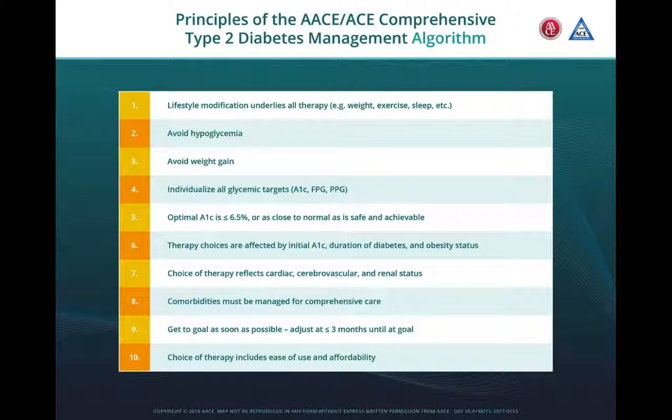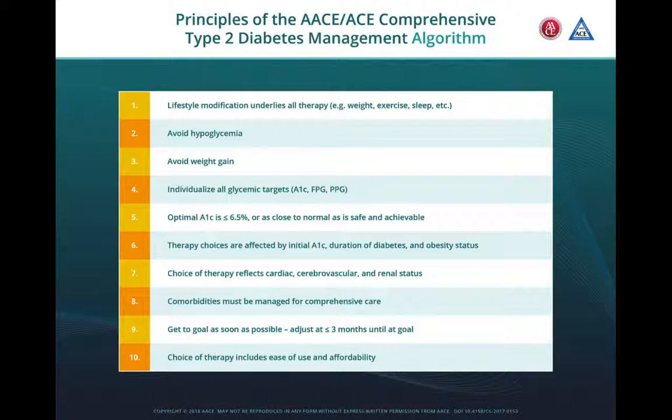One, lifestyle modification. Always, always, always push lifestyle modification before we treat with medication. We know that doesn't work a lot of times, so we go to medication. You want to avoid hypoglycemia and weight gain. You want to individualize all glycemic targets, especially A1C like we talked about, based on age, renal dysfunction, fall risk. Optimal A1C, according to this group, is less than 6.5. American Diabetes Association is less than 7, or as close to normal as is safe.